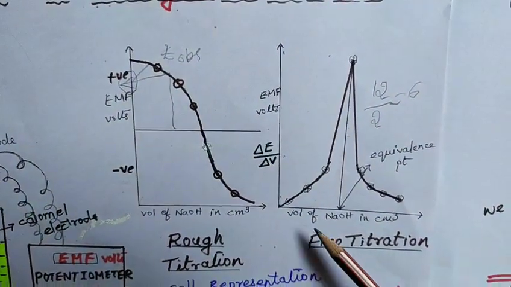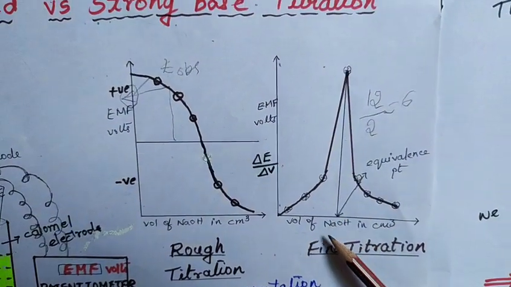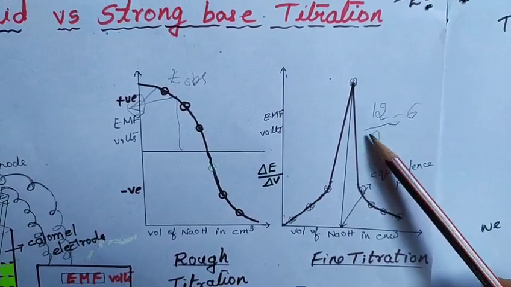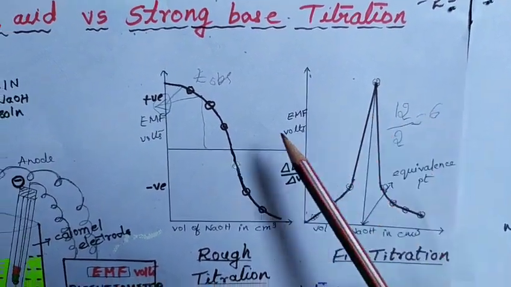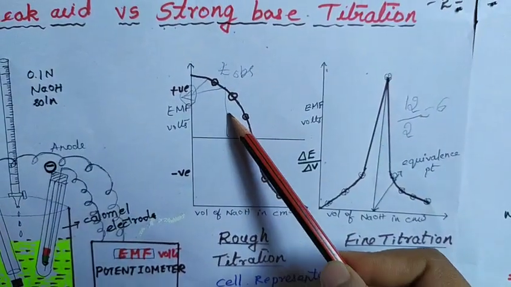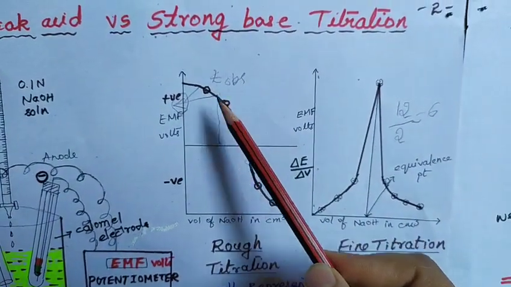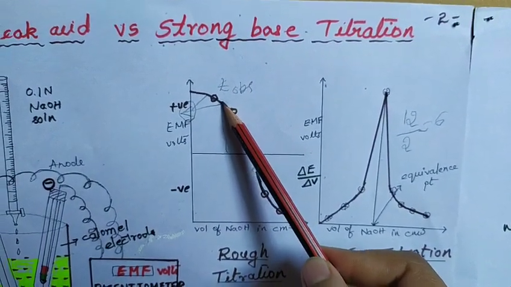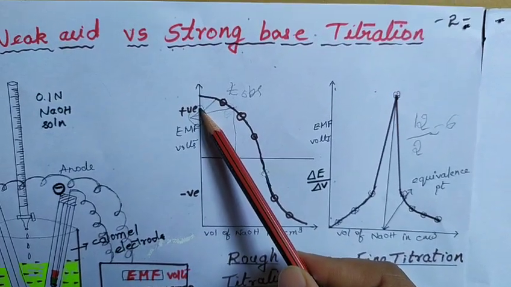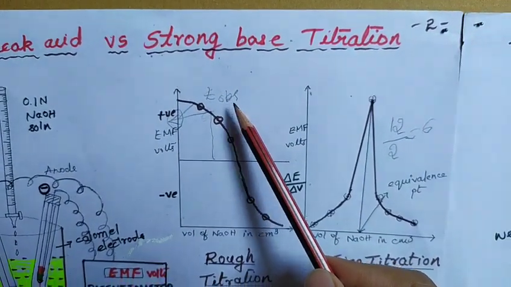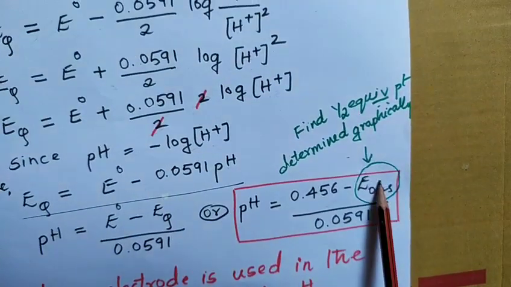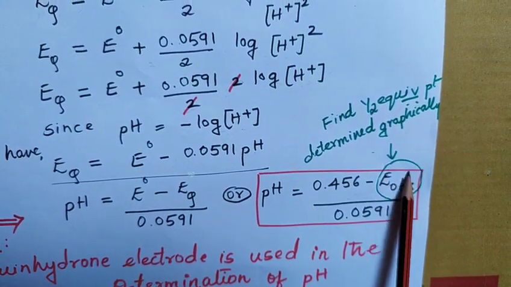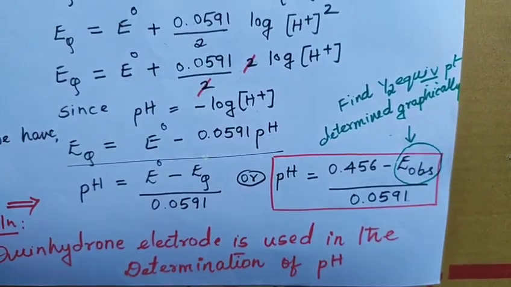In the second graph, that is fine titration, if the end point is 12, so half this volume is equal to 6, and move to the rough titration. Exactly at 6 ml, extrapolate this line up to the curve, and the point where it touches the curve, you have to extrapolate to the y-axis, and this point will give E observed. Then substitute the value of E observed in the expression to get pH, and this is nothing but the potential measured at half equivalent point.